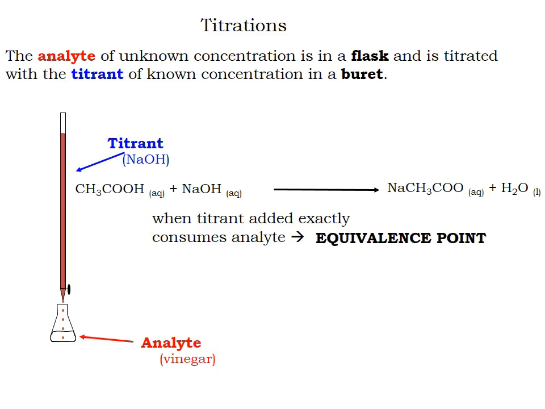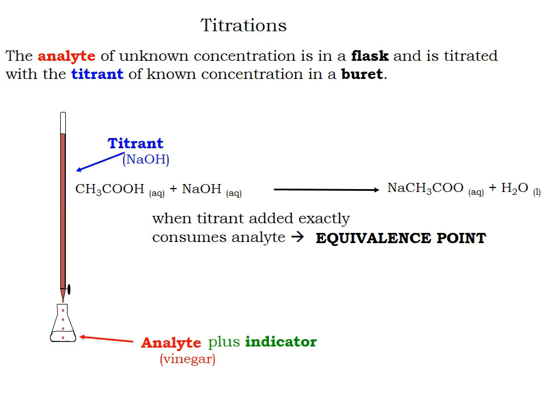The way that we identify the equivalence point is at a place called the actual end point. The end point is visible because we use an indicator in the analyte flask. The indicator in the lab that we did with the vinegar was phenolphthalein. It's a very common indicator that's used.